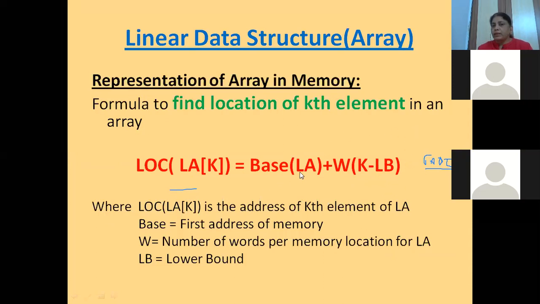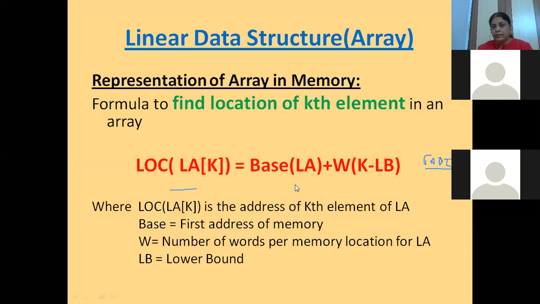Base of linear array, it is starting from 6,000. Base means where your array is in your memory. Once you have stored your array in the memory, तो what is the first address जहाँ पे आपका array जाके store हुआ है? So that is 6,000. So base is 6,000. Now W is, अगर आप character ले रहे हैं तो 1. Kth element मैंने बोला third. तो 3 minus 0.